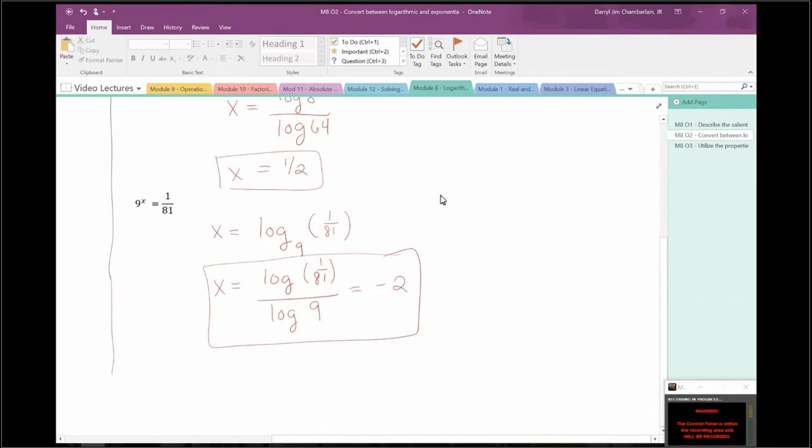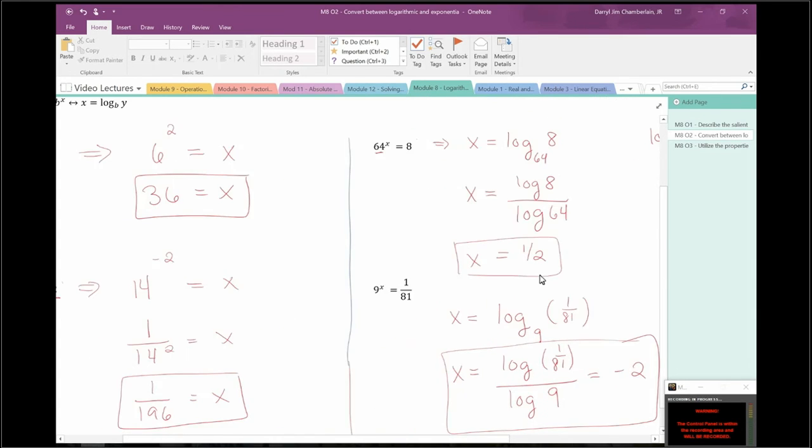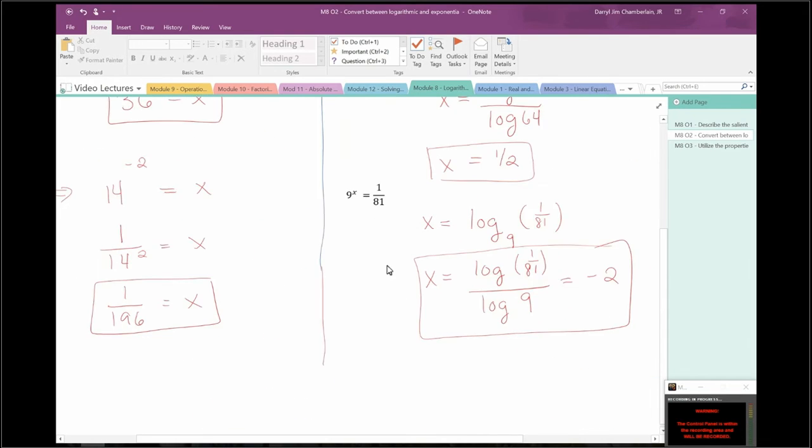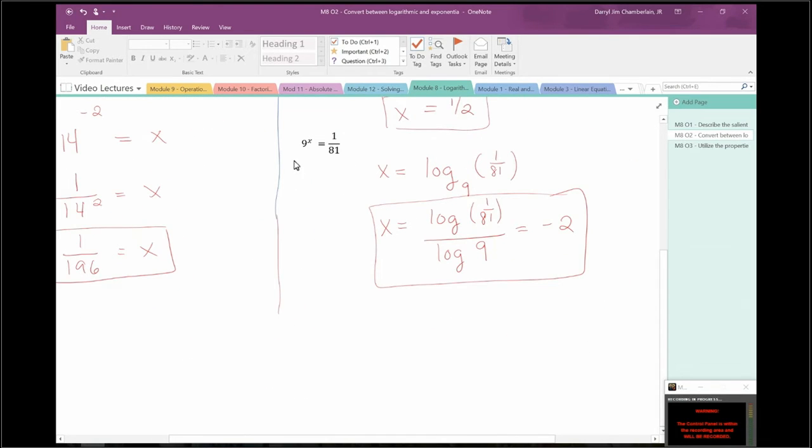Now, you may have been able to do these two in your head. Maybe you even knew that log base 6 of 36 was 2. The whole point of this section and what we're building to is to be able to do something like this. 10 to the x equals 1/81. Now, 10 to some power, to some integer, is not going to be 1/81.